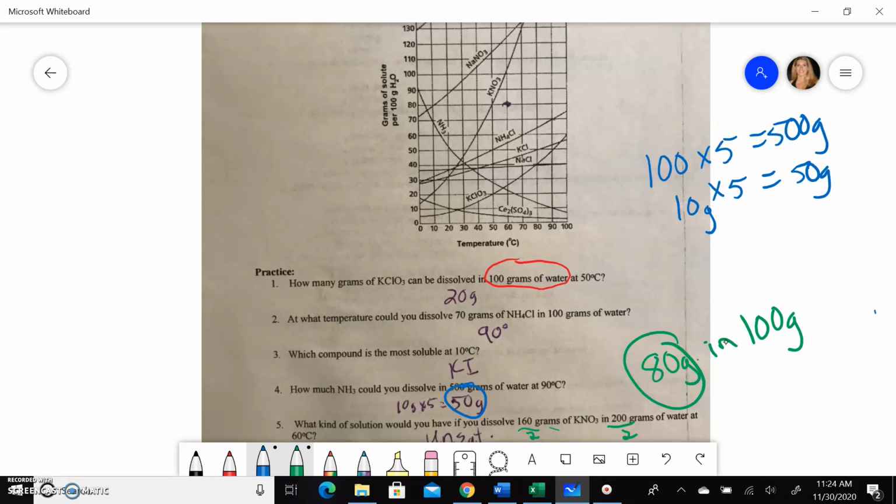So let's find that point. Here's 60, here's 80, so it's going to be this point right here. And we're talking about KNO3, which is this chemical. So notice that my green dot is under the KNO3 line, which is why it's unsaturated.